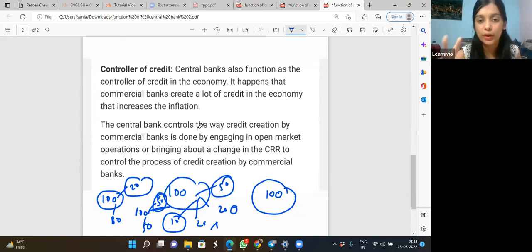And by two ways. The central bank controls the credit creation of commercial banks by engaging in open market operation, purchasing, selling, like this, or by changing the CRR, cash reserve ratio. Why am I doing these two things? To control the credit creation by commercial banks, so that I can control whatever money you are creating. Clear? Halima? Mariam? Yes. Yes. Okay, so you can write it down.